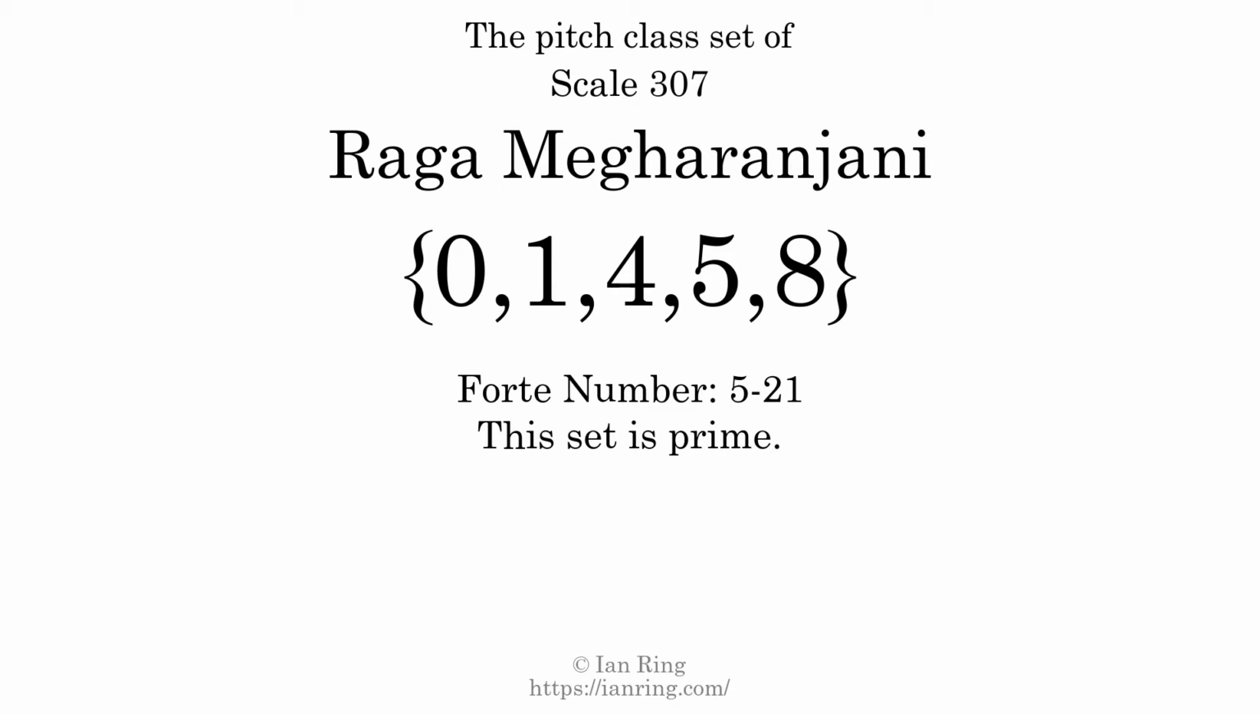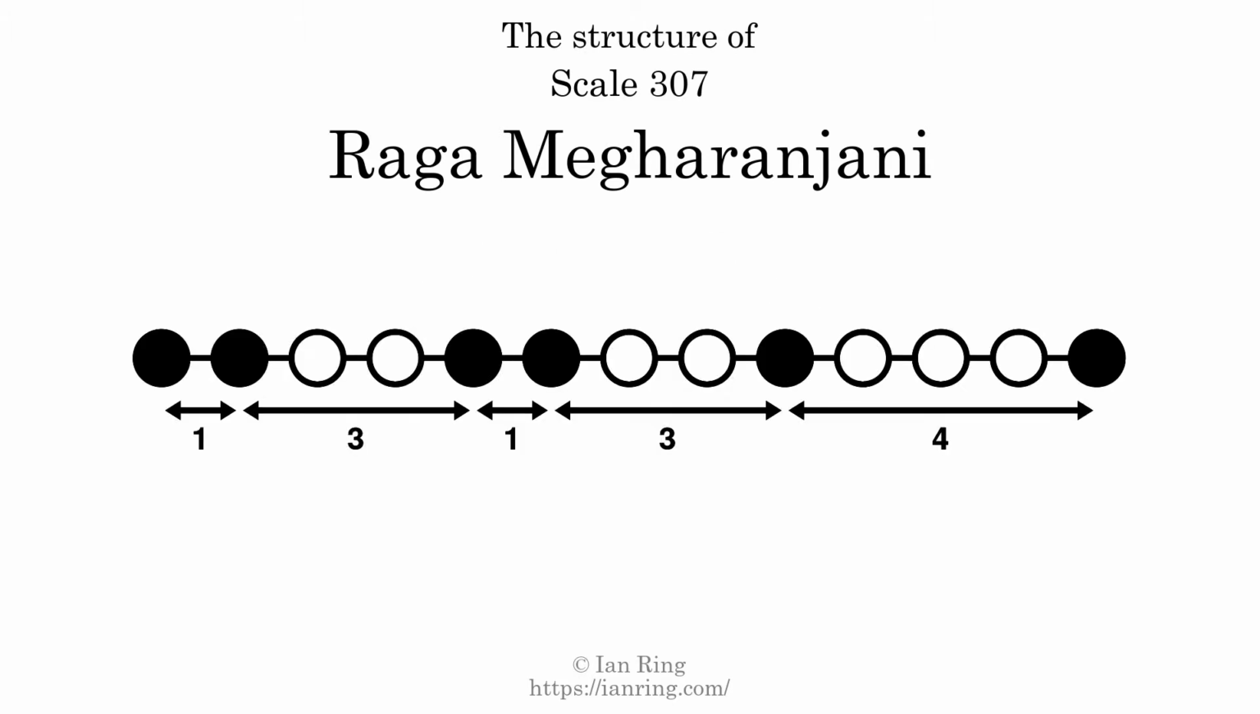The forte class is 5-21. This set is prime. The structure of a scale is a description of the interval distance between each successive tone. This scale has a structure of 1, 3, 1, 3, 4.